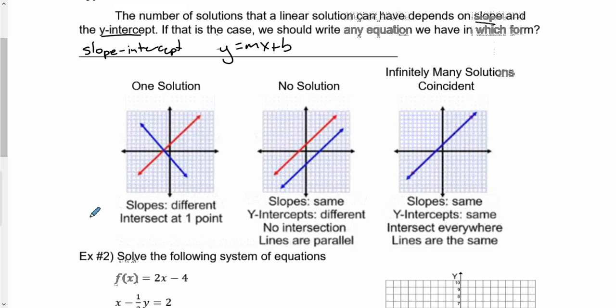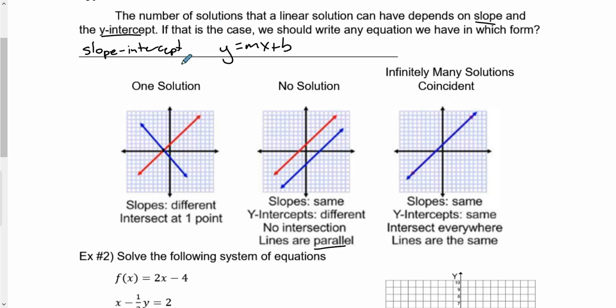And there's 3 different ways that this can happen. So if we have 2 lines, we can have one solution, which means that the slopes are different and they intersect at one point. We could potentially have no solution, just like we talked about last unit, where the slopes are the same, but the y-intercepts are different. Now, that means that there's no intersection, the lines are parallel.